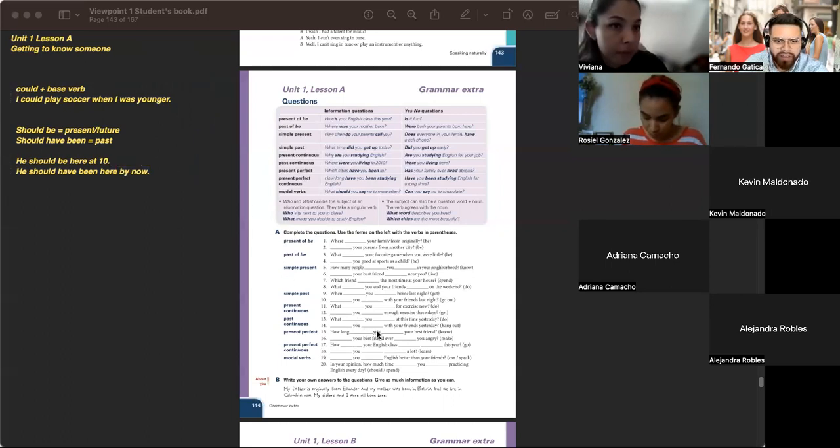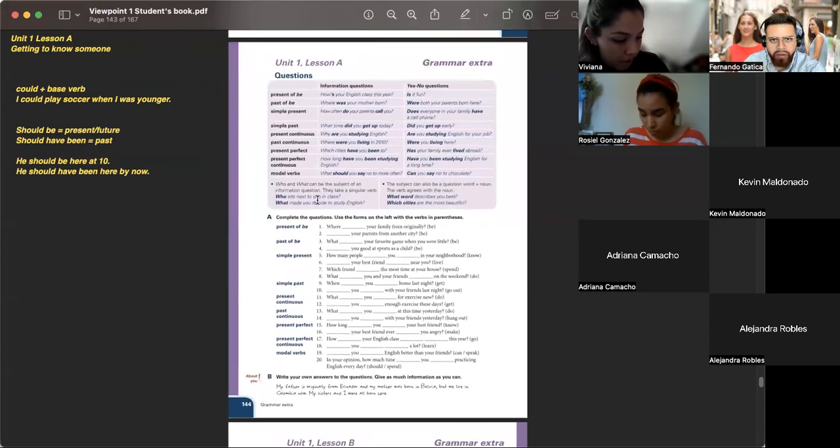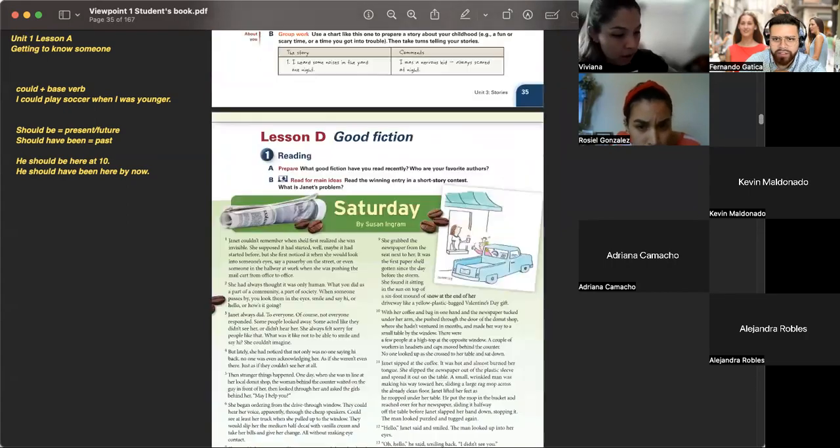All right. And well, that's all. The topic was about getting to know someone, but really we were reviewing all of the verb tenses that we have studied previously. Now let's go on to page 13 in your student book.